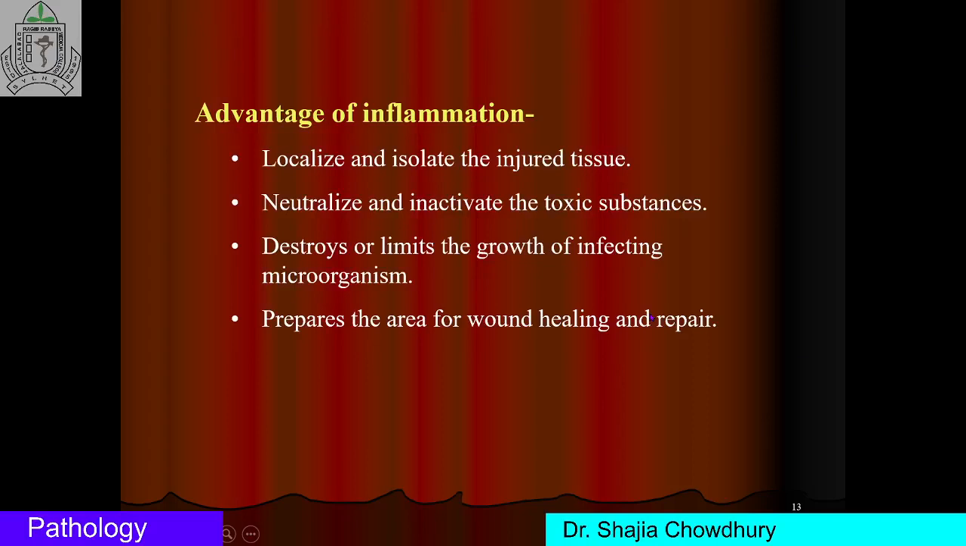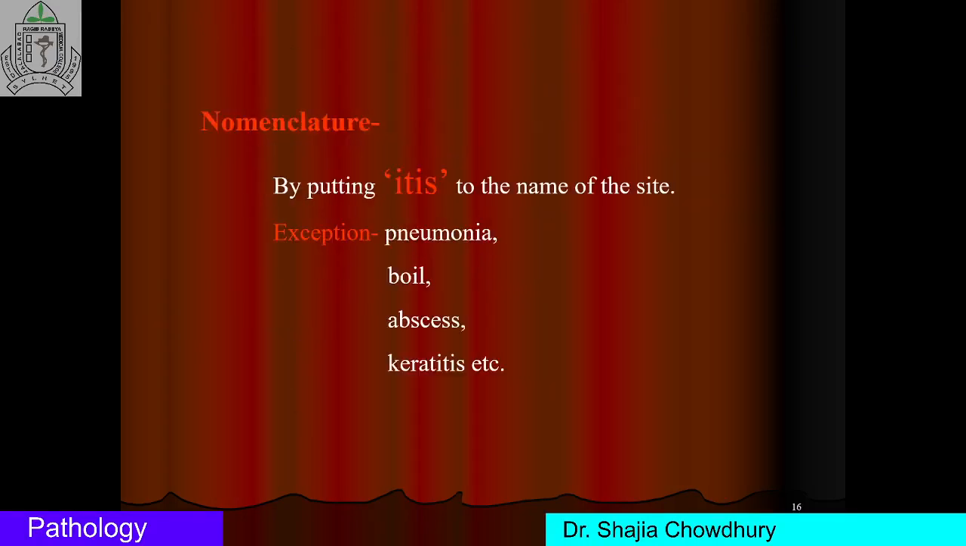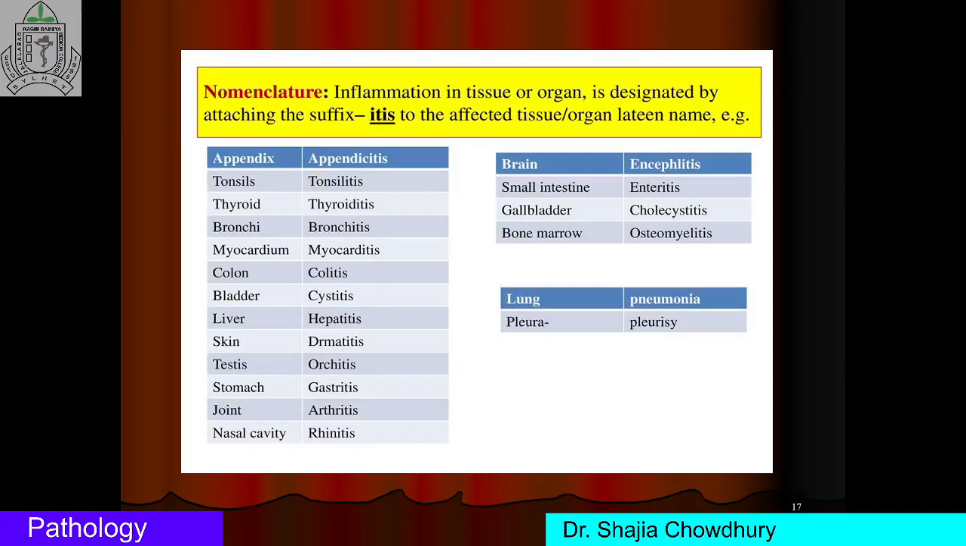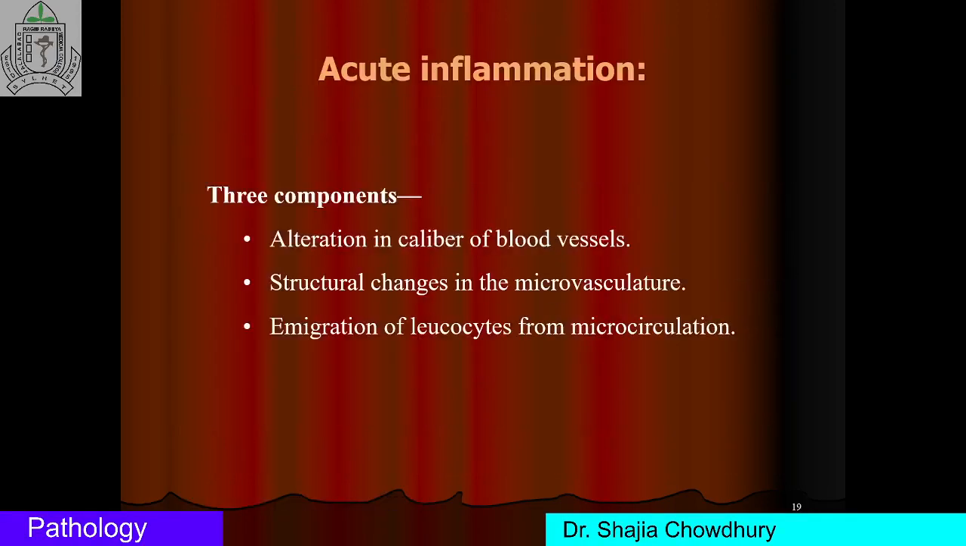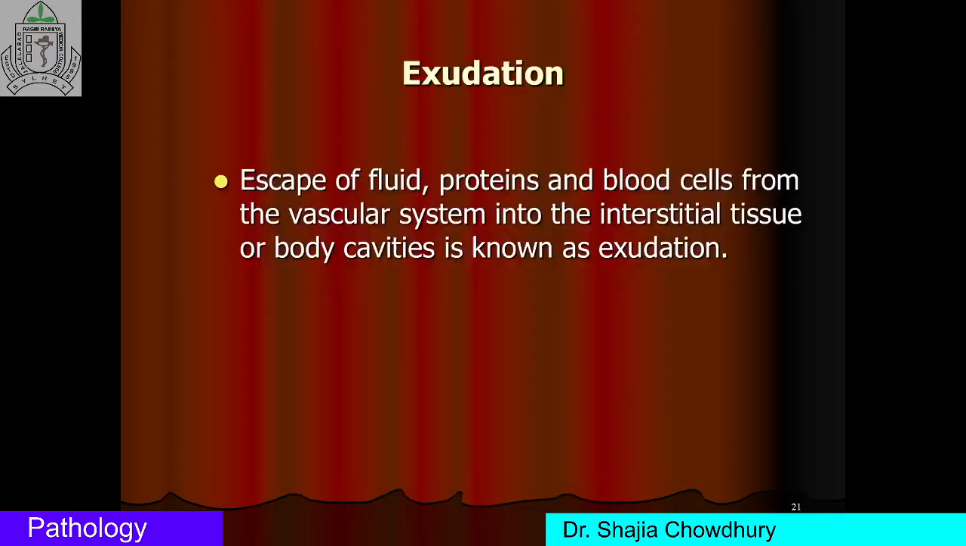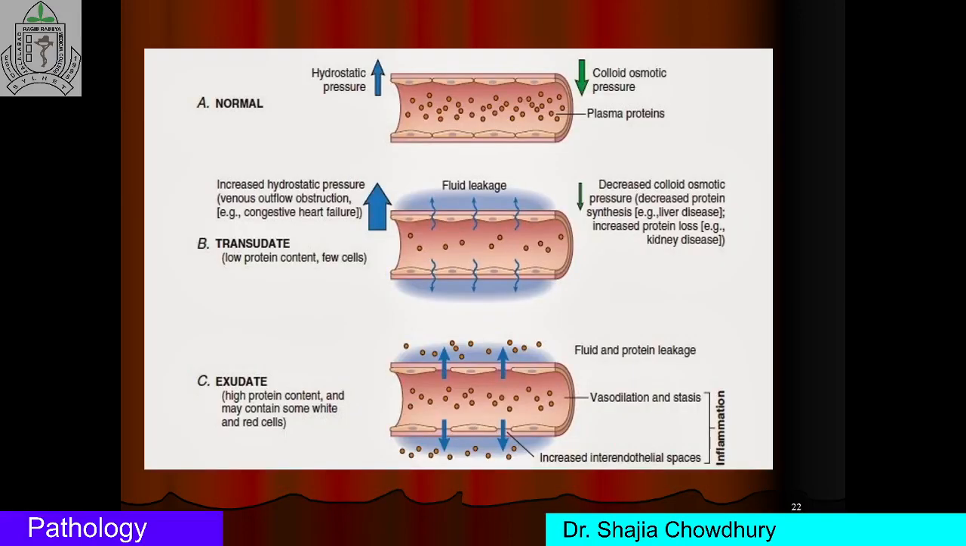We have also discussed the advantages, disadvantages and nomenclature of inflammation. And last, we discussed the components of acute inflammation, and exudate and transudate. In the next class, I will discuss elaborately the vascular events and cellular events.